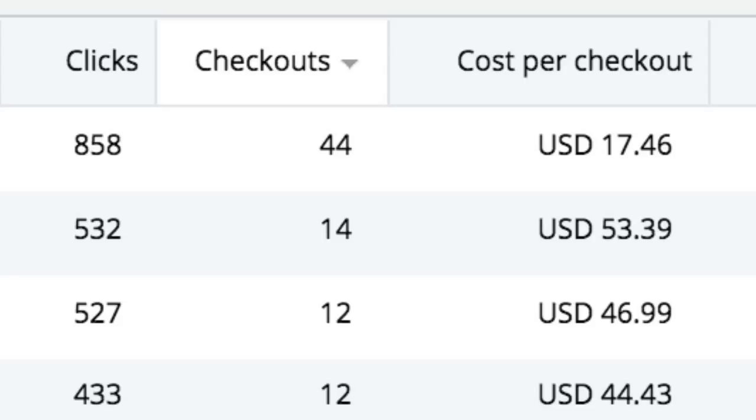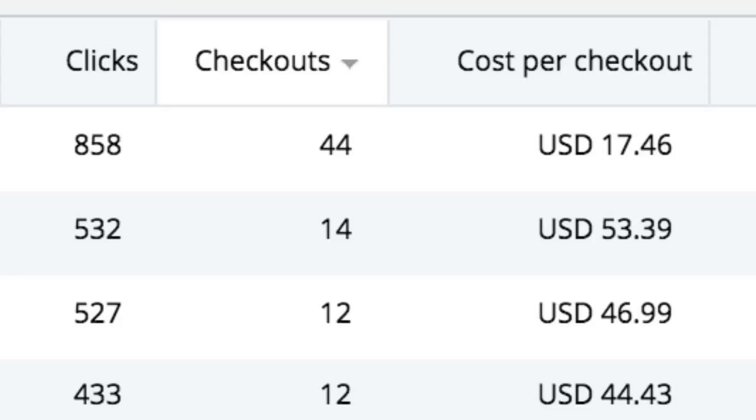First I'm going to show you what the cost per checkout looked like beforehand, and then I'll show you what I did, and then you'll be able to literally just copy what I did in your campaigns, and hopefully that will lower your customer acquisition cost and put more money in your pocket.